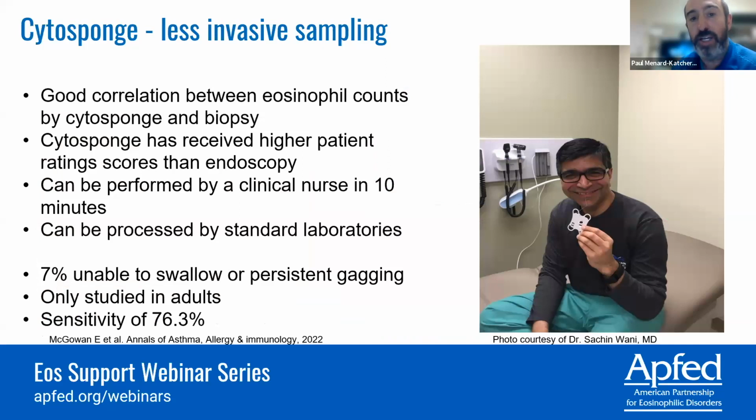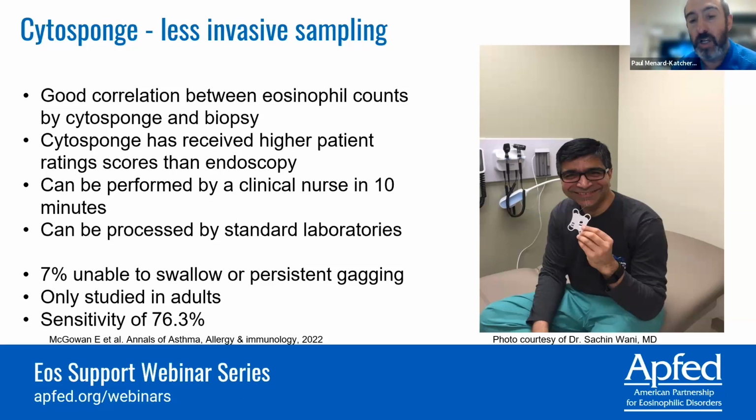There is good correlation between eosinophil counts by cytosponge and biopsies in the same patients on the same day. And cytosponge has received higher patient rating scores than endoscopy in research settings. It can be performed by a clinical nurse in 10 minutes, so it obviates the need for endoscopy and all of the pre and post procedure assessment, and is a shorter test than the esophageal string test.